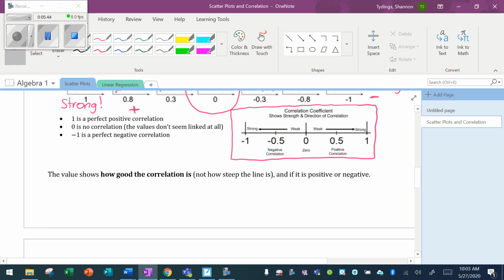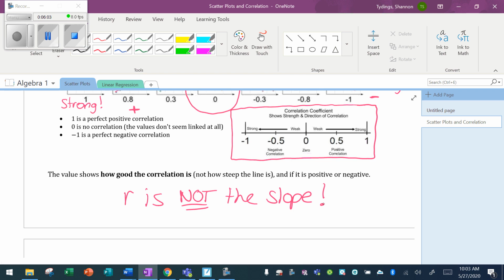So the value shows how good the correlation is, not how steep the line is, and if it's positive or negative. So to clarify, R is not the slope. Our R value tells us how good of a fit it is. How accurate is that relationship? Okay, so just to clarify, that R value is not the slope.